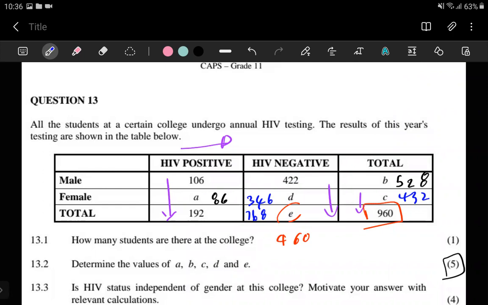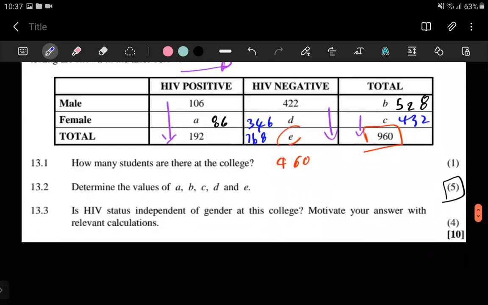With the next one, let's see what the next one says over there. What do I need? Let me do this. The next one says, is HIV status independent of gender at this college? Motivate your answer with relevant calculations. You see now they're talking about those words we spoke about, independent. So they're asking you if the events in this scenario are independent events.